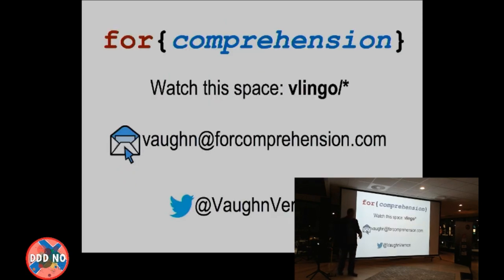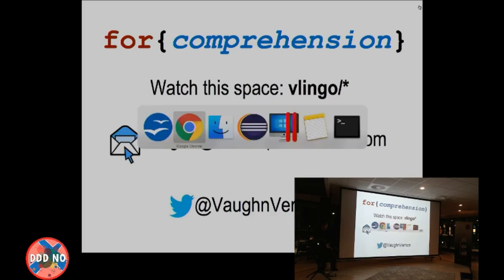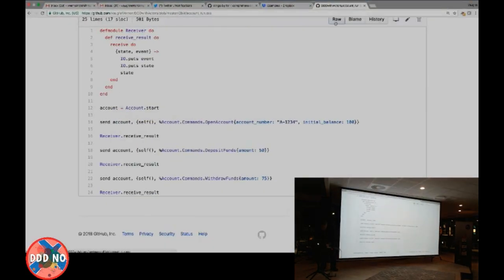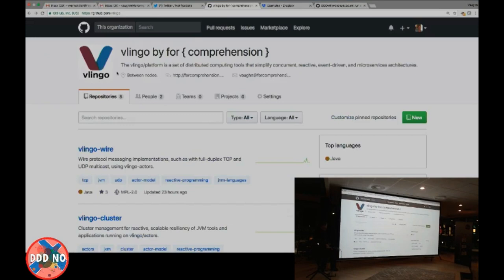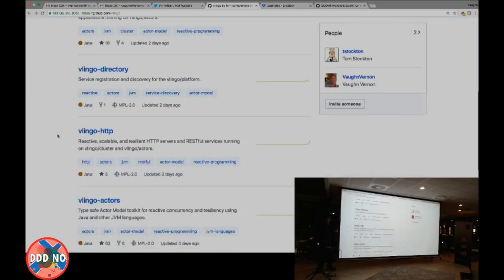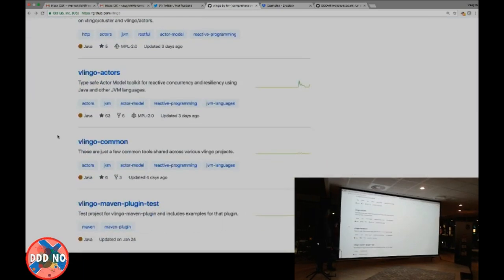All right, so that's all I had. Oh, one thing, I didn't talk about this at all. So please look at my platform that's under development. It's open source. It's called Lingo. The name is a pretty good clue that this is going to be very helpful to DDD developers, but the foundation of Lingo is, of course, actors, okay?